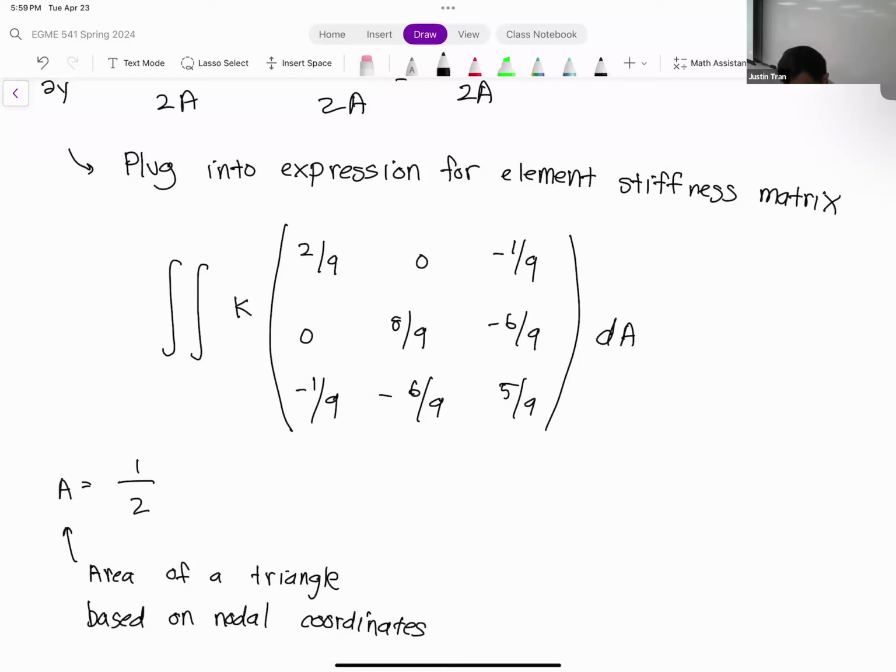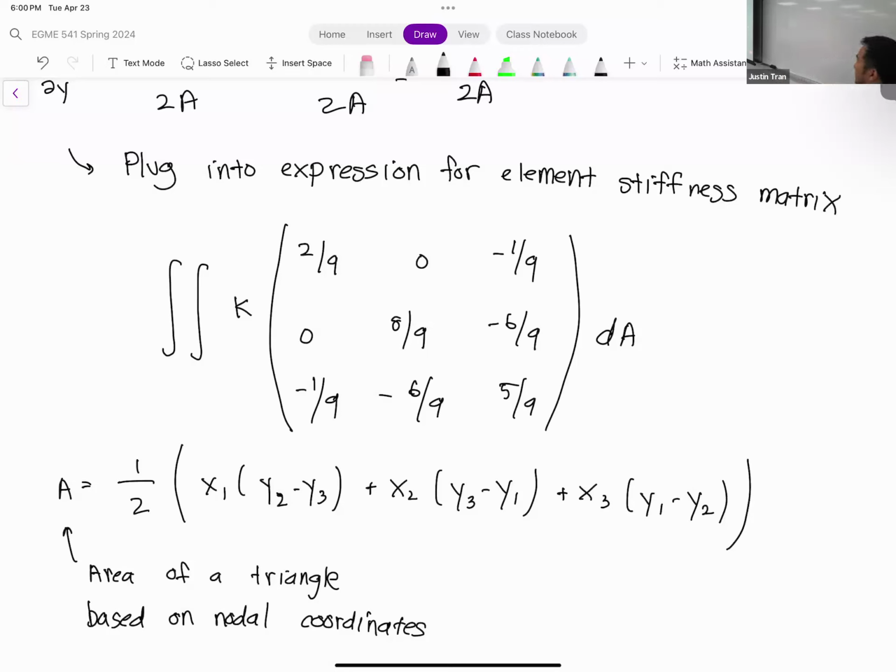The area of a triangle based on nodal coordinates is 1/2 multiplied by x1 times (y2 minus y3), plus x2 times (y3 minus y1), plus x3 times (y1 minus y2). Of course, we have all this information and can plug it in from the problem. And so we plug all this in, we get an area of 1.5. There are no units here, so the area is just 1.5.